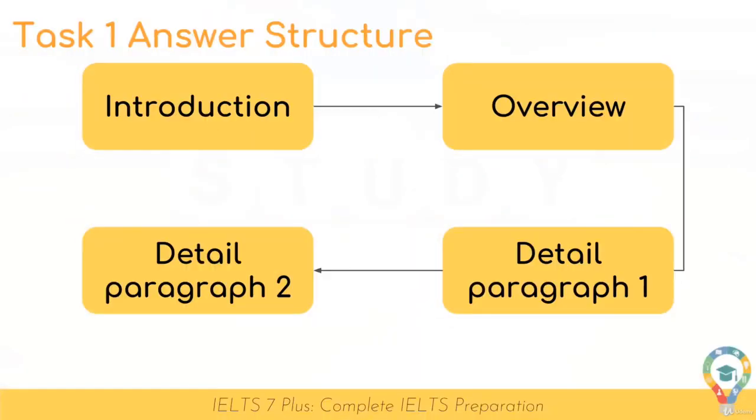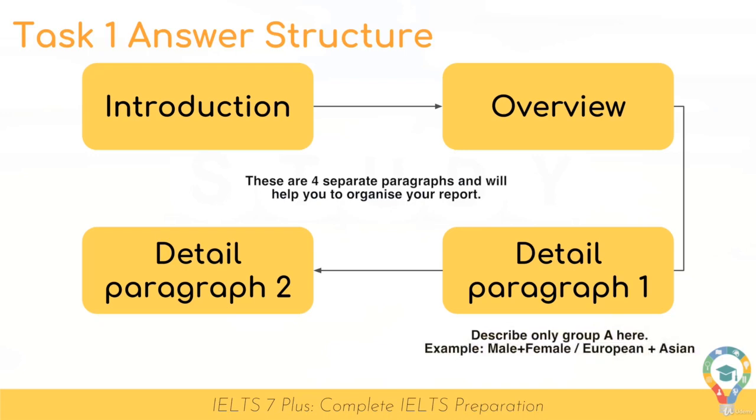Okay, so here is the 4-step sequence. We begin with an introduction and then move to the overview, which I mentioned is in the band descriptors. In previous lessons, I mentioned splitting the visual information into 2 groups. Here you can see we have 2 detailed paragraphs, and this is where you can talk about the 2 groups of data from the question.